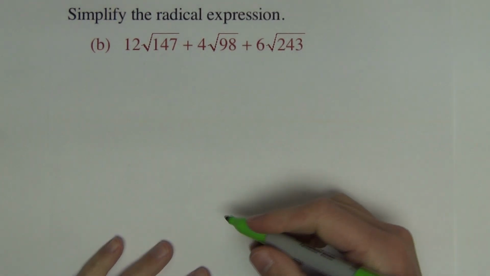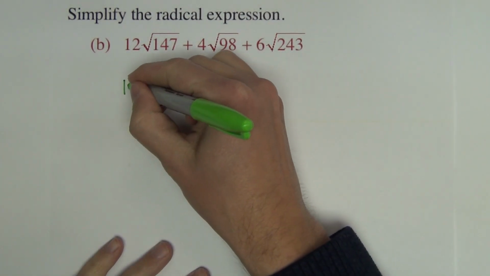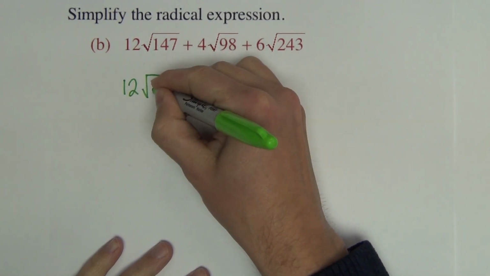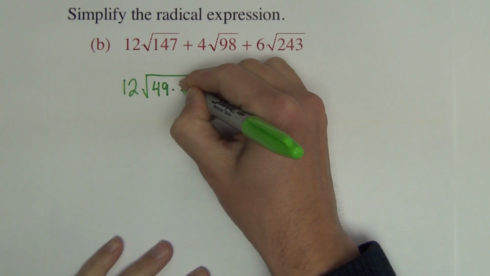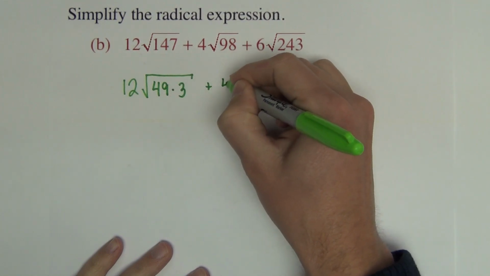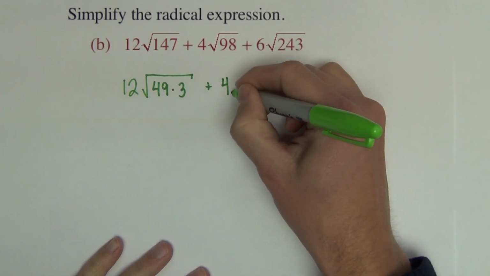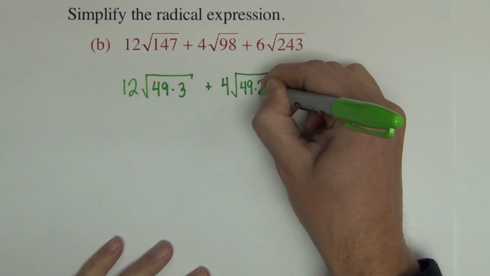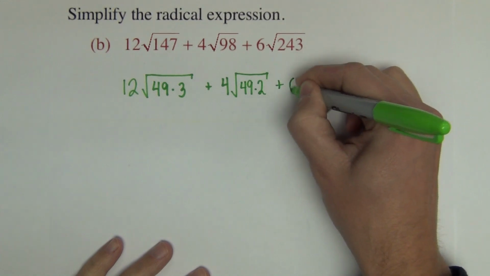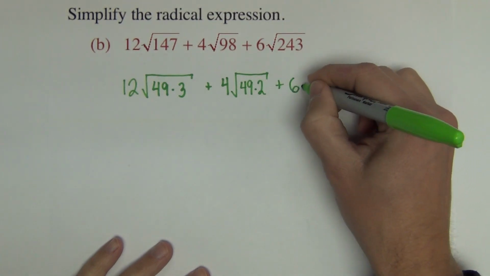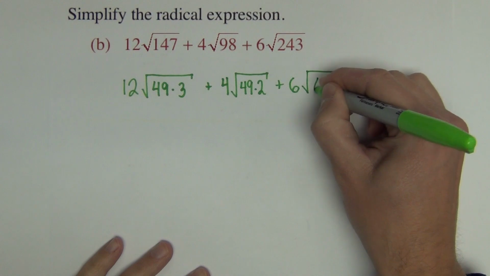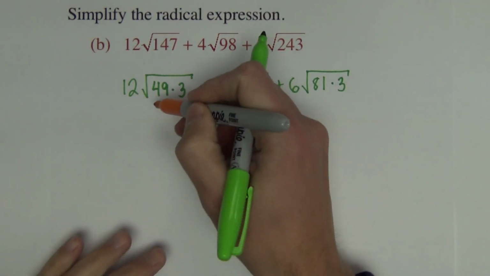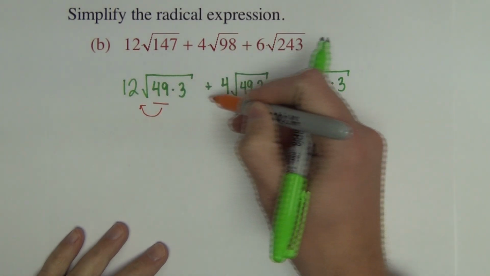Alright, next example of the same directions. The first radical simplifies. 147, we would need 49 times 3. 98, we would need 49 times 2. And 243, we would need 81 times 3. So it's the perfect squares that come out.